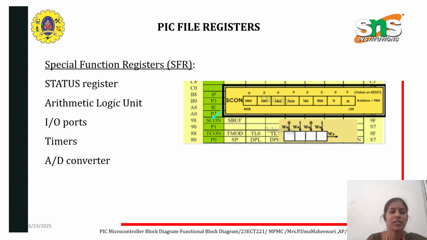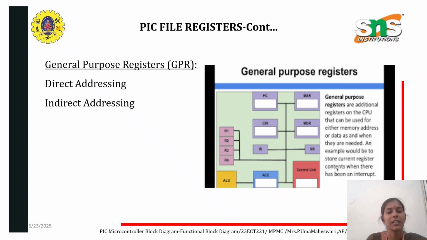What is the status register? The special function registers also include the status register. These registers control specific functions of the microcontroller such as input output ports. Here we also have general purpose registers, with direct addressing and indirect addressing modes, so two things are there. The general purpose registers on the CPU can be used either as a memory address or data as and when needed. An example would be to store the current register contents if there is any interrupt.